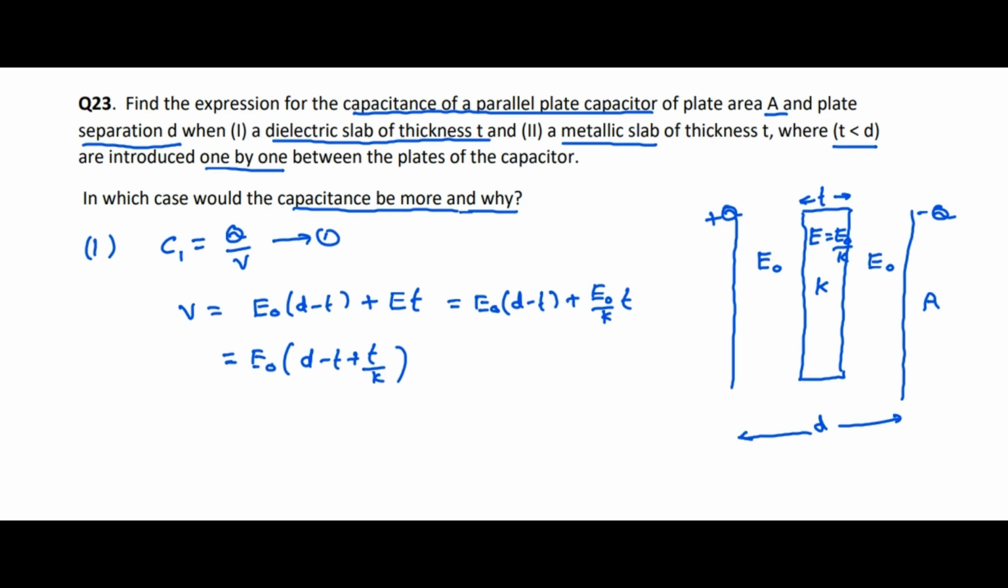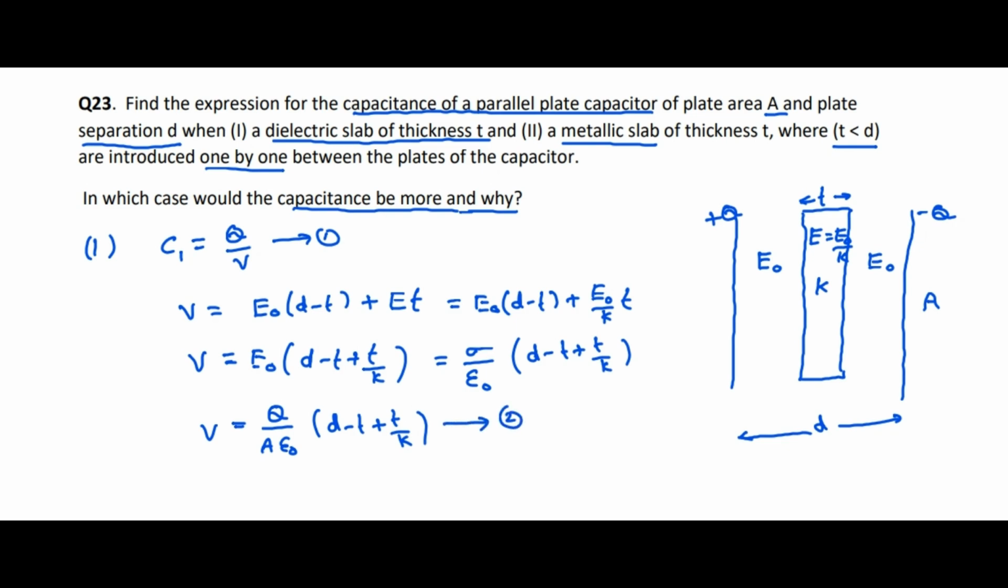And this E naught is nothing but sigma by epsilon naught, the electric field in terms of surface charge density, into D minus T plus T by K. That is nothing but sigma, again if you are writing in terms of charge, Q by A epsilon naught into D minus T plus T by K. So this is the voltage whenever dielectric is introduced.